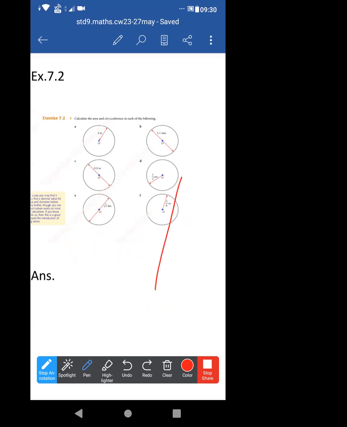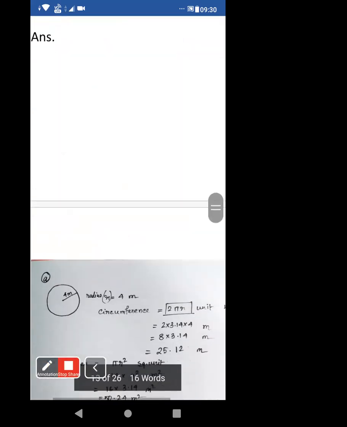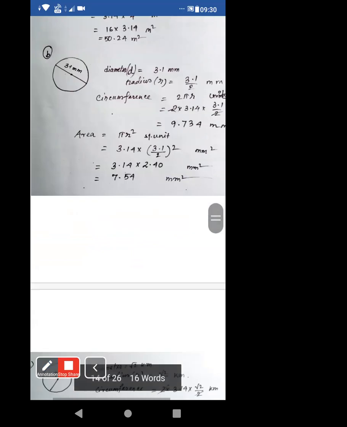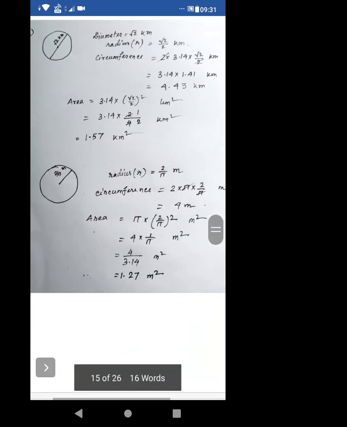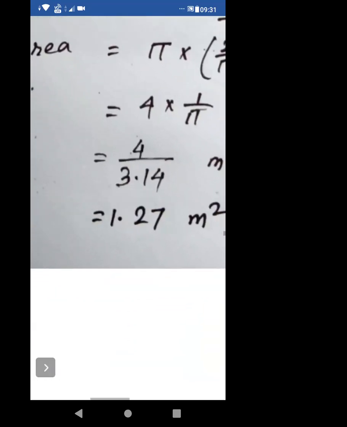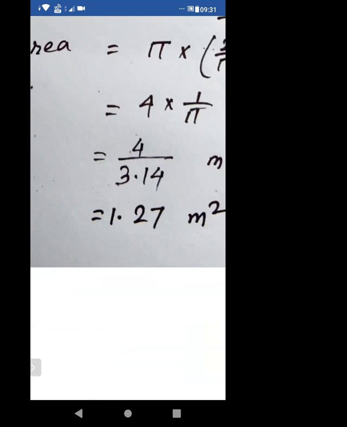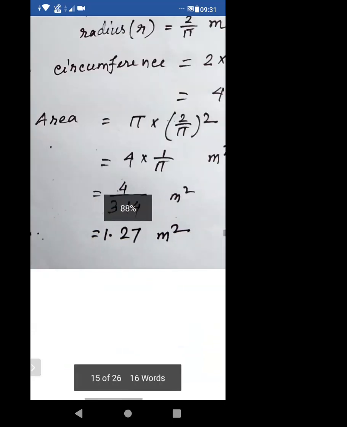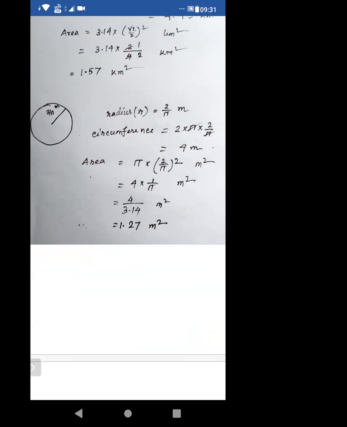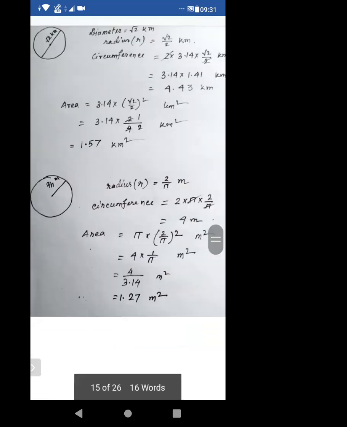Now just look at the answer. I'm showing you the answer. Acha, look. It is coming probably 1.27. Acha, I will upload all the solutions, okay? But right now, do it yourself.